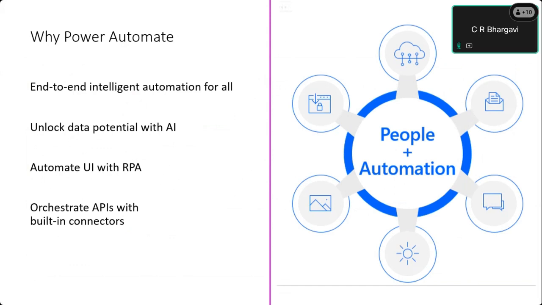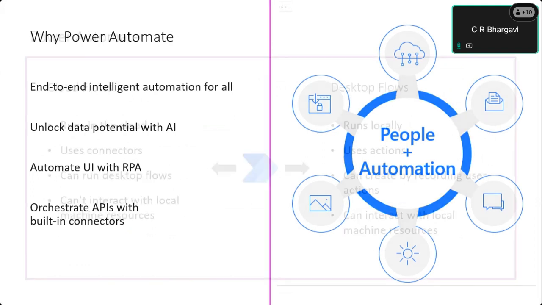And then if we want to build automation UI with the help of robotic process automation, then also we have to orchestrate it with the help of the different API tools that are available, then again we would go back for it and use that. So this is why we would go ahead and use Power Automate.